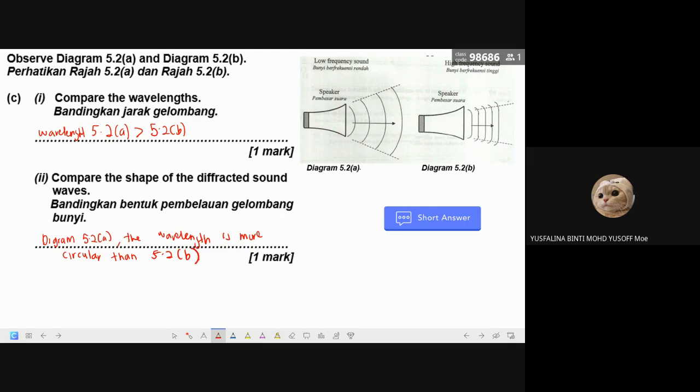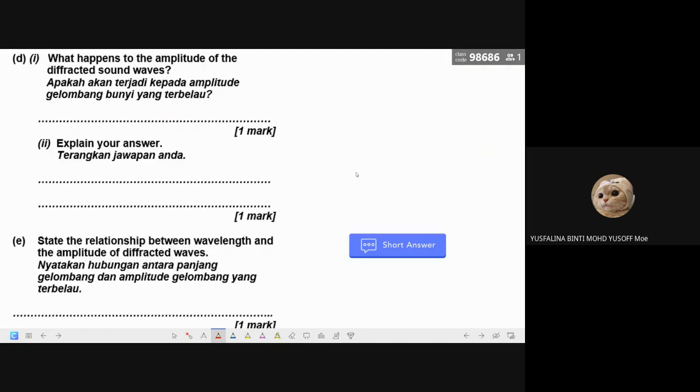Okay, so you have to know if the water wave is more diffracted, it means the wavelength will become more circular. Okay, it means it will be more diffracted. Okay, what happened to the amplitude of the diffracted wave? And you have to explain your answer. And what is the relationship between the wavelength and the amplitude of the diffracted wave?